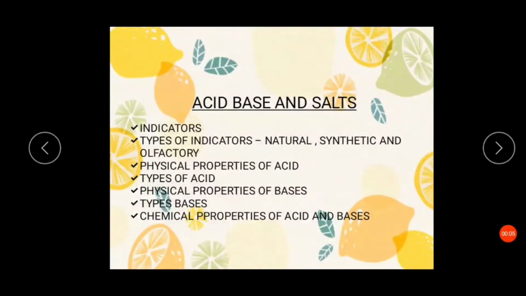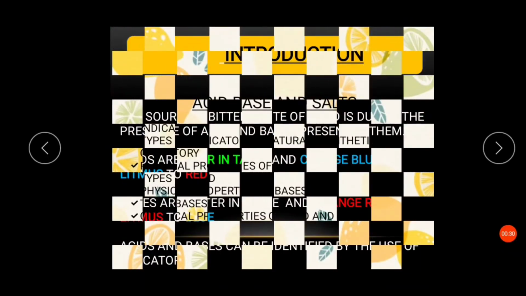Today in this video we will study about acids, bases and salts, and the topics which we will cover in this video are indicators and types of indicators. Among the types of indicators we will cover natural, synthetic and olfactory indicators, physical properties of acids and bases along with the chemical properties of acids and bases. So without any delay, let's start.